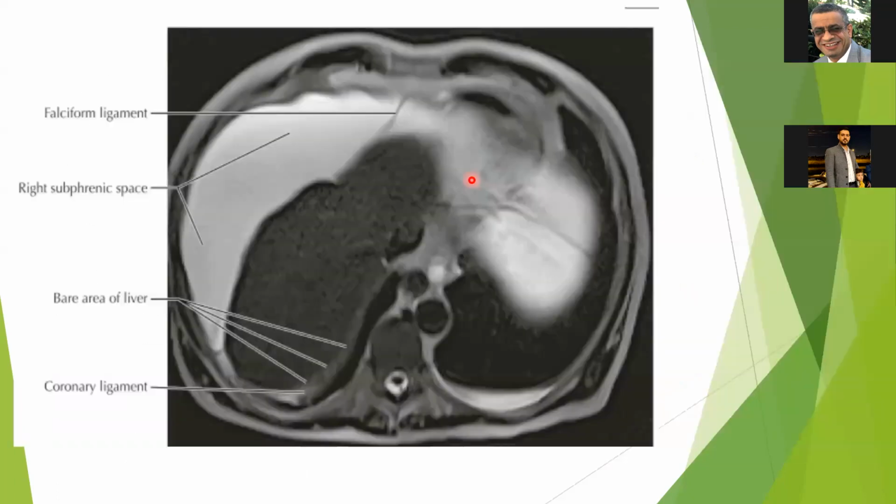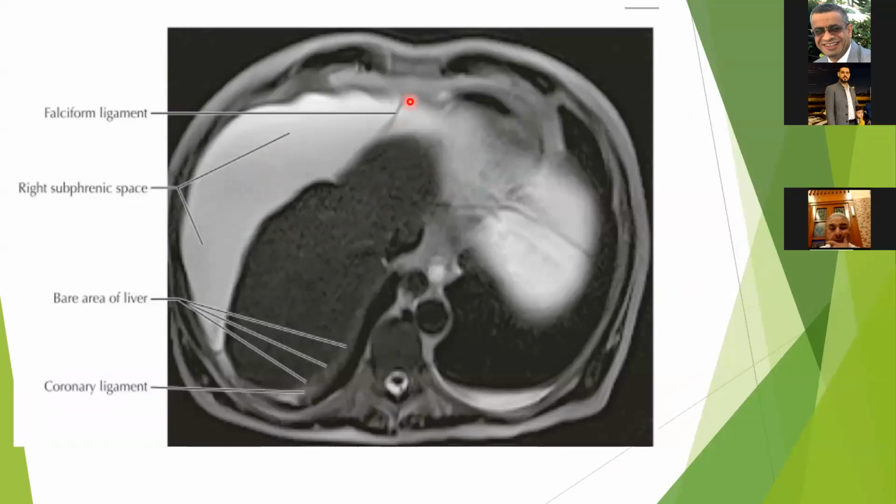This is an axial MRI showing the right subphrenic space, and this is the falciform ligament. This is the liver. This is the bare area of the liver, and this is the coronary ligament.